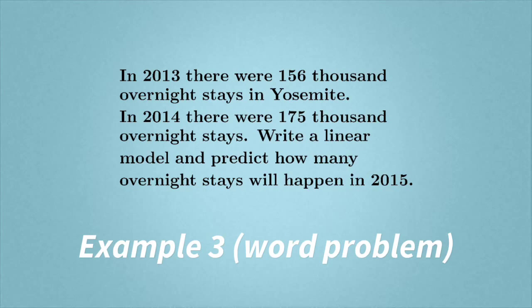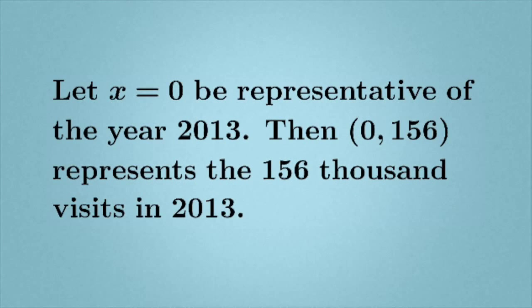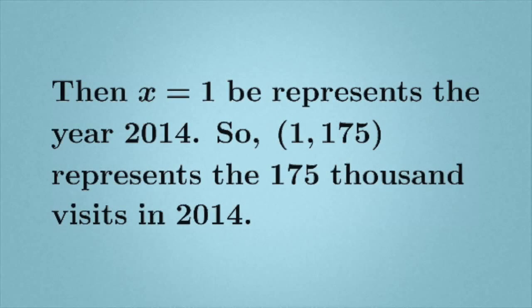Now for one last example, in this case a word problem. Take a moment and read through the word problem written. If you need to, feel free to pause the video. First, we need to interpret the word problem into an algebra problem. To do this, we will let x equals 0 represent the year 2013. This means that we now have a point (0, 156), which represents the 156,000 overnight visits in 2013.